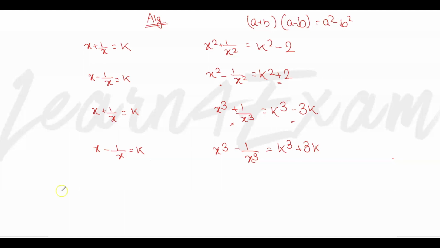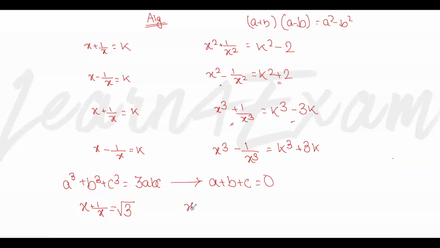From these four, we also know that a cube plus b cube plus c cube is equal to 3abc when a plus b plus c is equal to 0. There are also two important things that I want to tell you. If the value of x plus 1 by x is given as root 3, then the value of x to the power 6 is equal to minus 1.